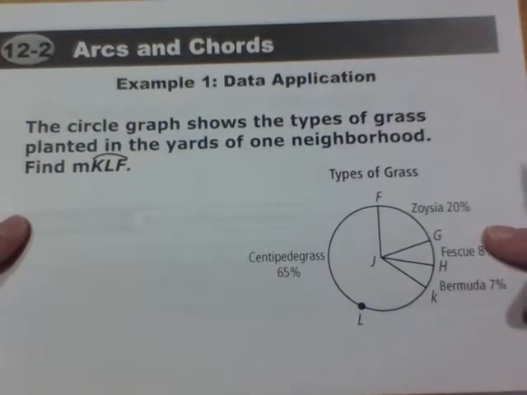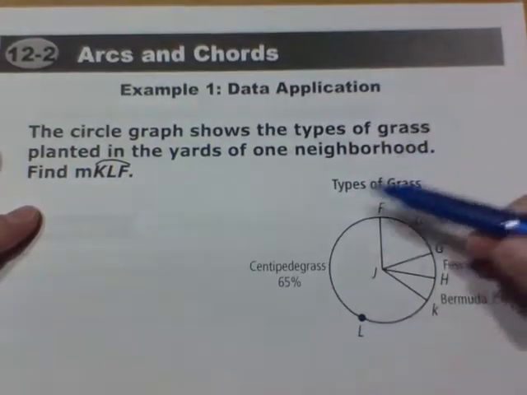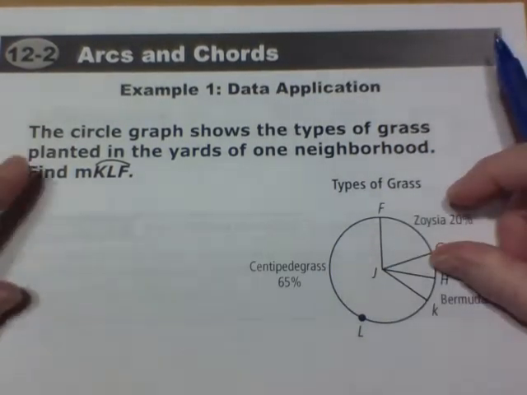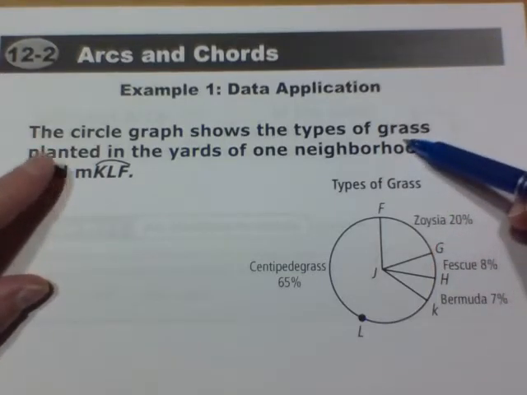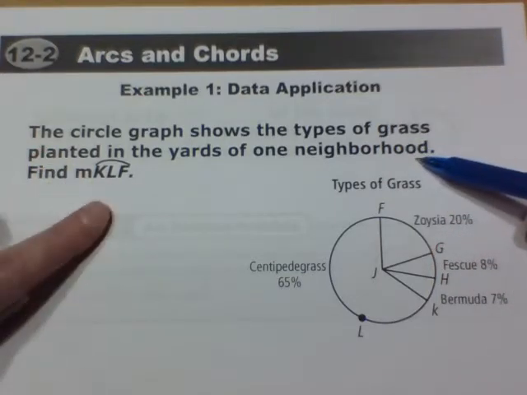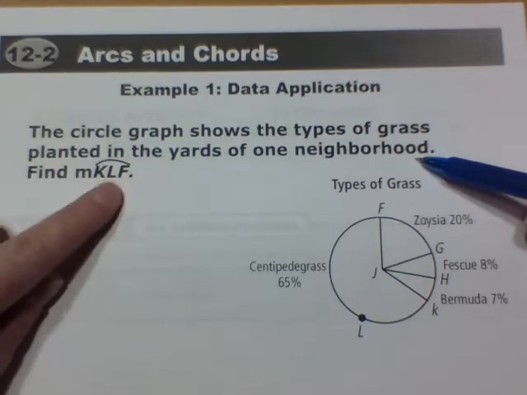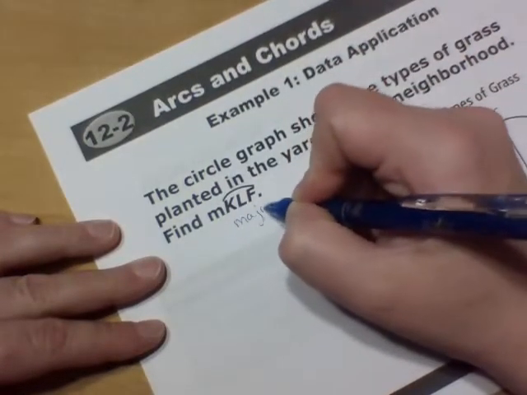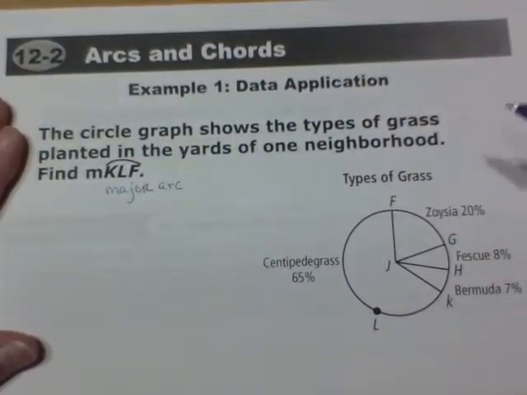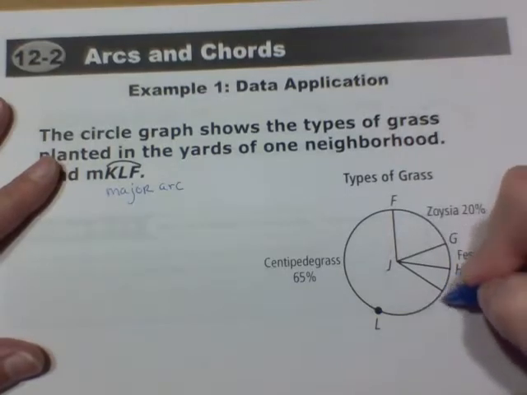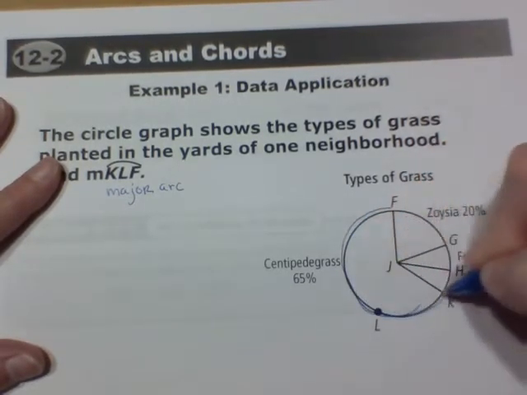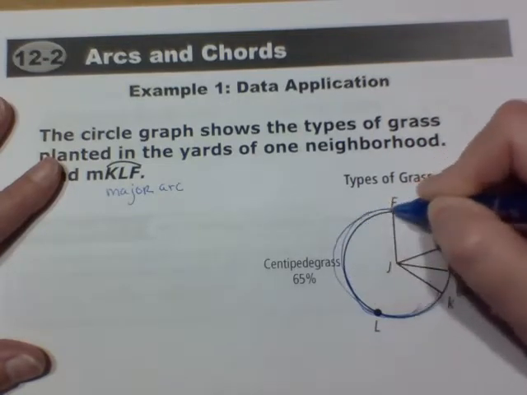All right, so here's a first example about data. A lot of times when we think of central angles, we use pie charts. So here we are with our first one. The circle graph shows the types of grass planted in the yards of the neighborhood, and we need to find KLF. Notice that it has 3 letters in it, so we are going to find that major arc. If we follow from K to L to F, that's here where they're talking about centipede grass. So we want to find this arc measure.